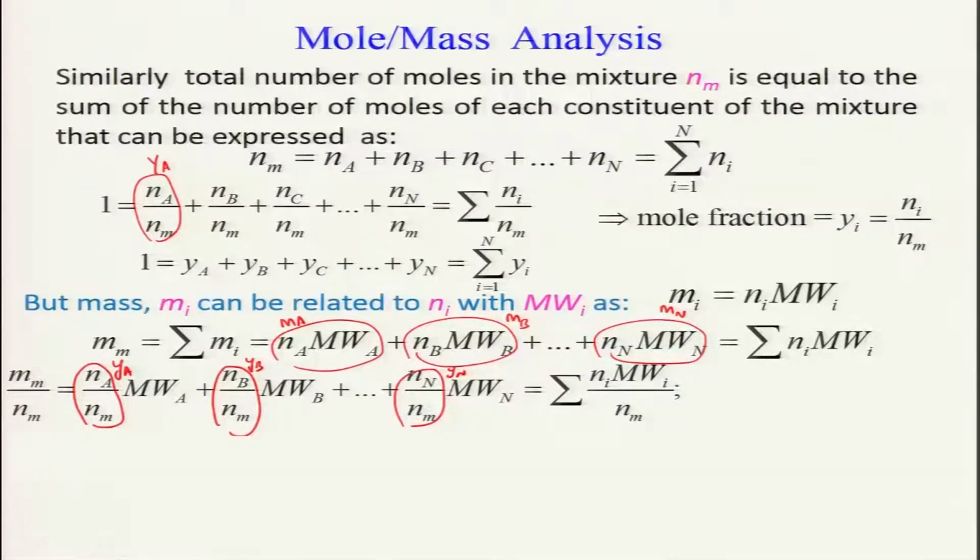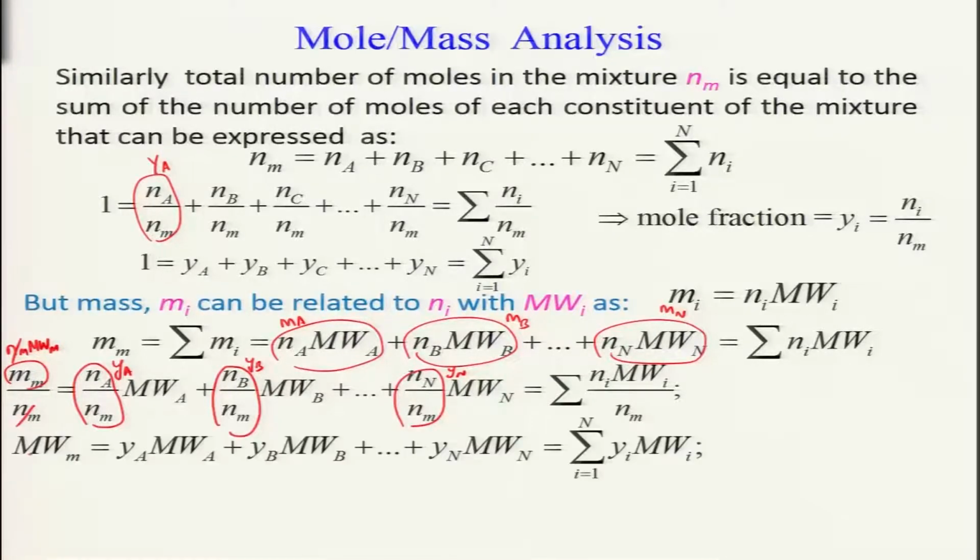In place of M, I can write this as Nm Mwm. So, Nm will cancel out. So, I will get the molecular weight of the mixture is equal to Ya Mwa plus Yb Mwb plus, till Yn Mwn. So, this is the way to find the molecular weight of the mixture, because it is important to find this, provided we know the mole fraction of each species and also the respective molecular weights.